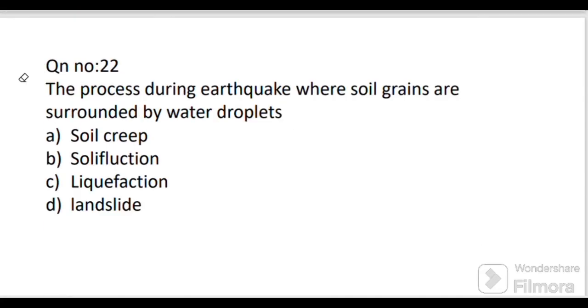Question number 22. The process during earthquake where soil grains are surrounded by water droplets. The options are soil creep, solidification, liquefaction, and landslide. Okay, the answer is liquefaction. Liquefaction is the process that is associated with the earthquake. All the others, soil creep, solidification, and landslide, are associated with mass movement. Okay, the answer is liquefaction.